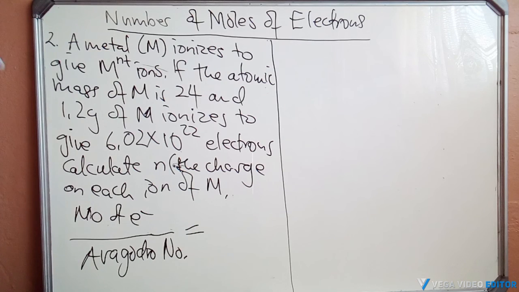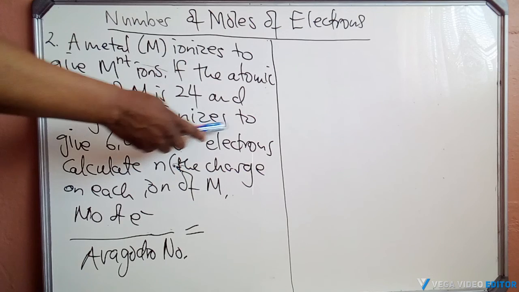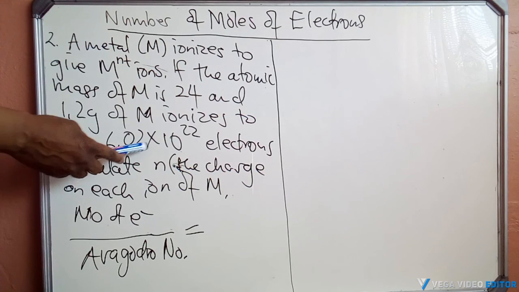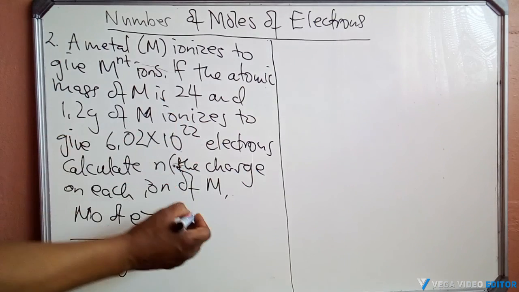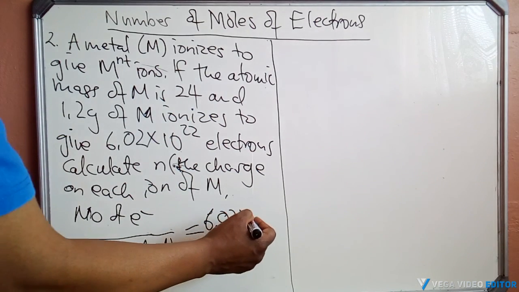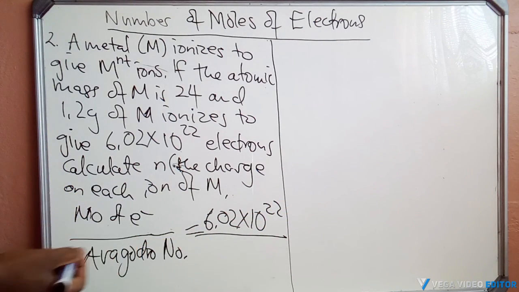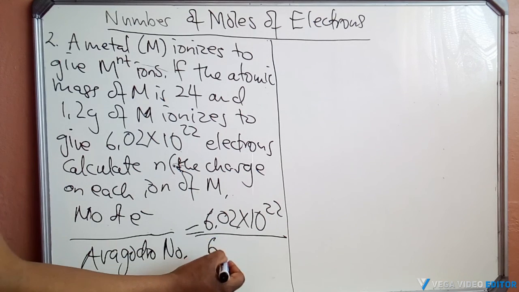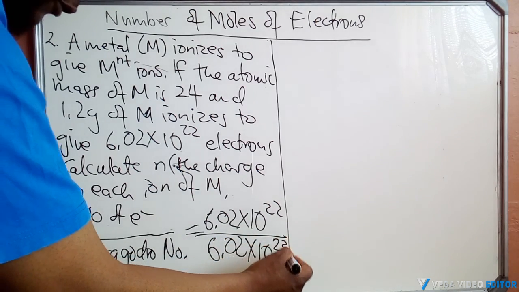What has been given is that 1.2 grams of M ionizes to give 6.02 times 10 to the power of 22 electrons. So take that figure here, 6.02 times 10 to the power of 22, divided by Avogadro's number, which we all know to be 6.02 times 10 to the power of 23.